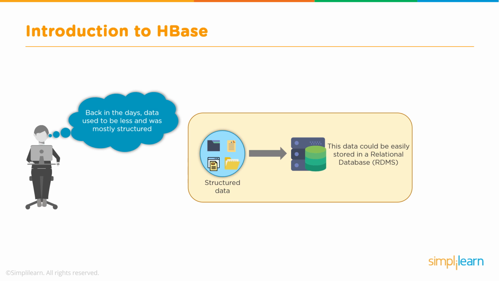Back in the days, data used to be less and was mostly structured. You can see we have structured data here. We usually had it like in a database where every field was exactly the correct length. So if you had a name field, it was exactly 32 characters. I remember the old Access database in Microsoft. The files were small. If we had hundreds of people in one database, that was considered big data. This data could be easily stored in a relational database, or RDBMS.